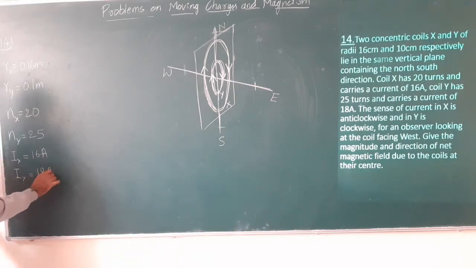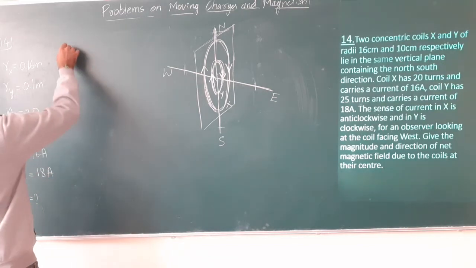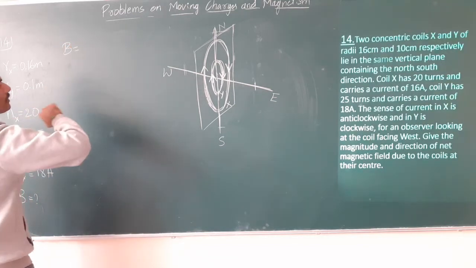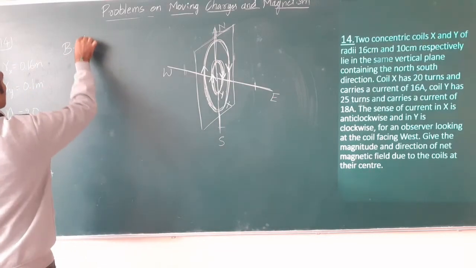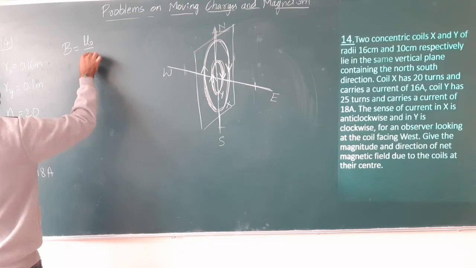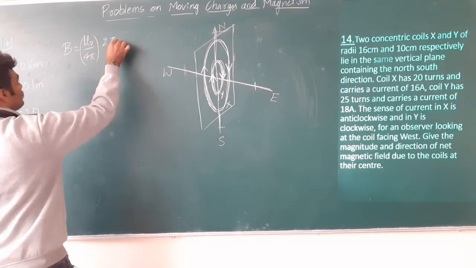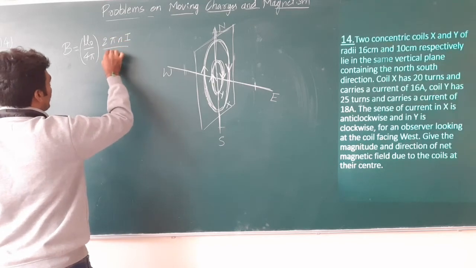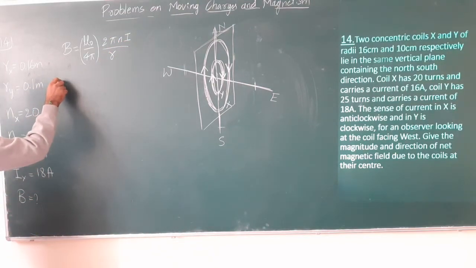Okay. Now we need to get the net magnetic field at the center. So formula is simple again. The magnetic field at the center of the current carrying coil is mu naught by 4 pi into 2 pi Ni by R. Right? Make use of formula for both coils.